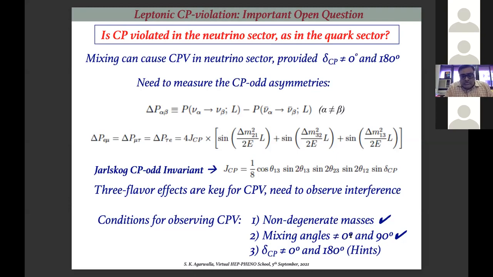And delta CP here, if they are 0 and pi, then you are gone. So definitely delta CP has to be not equal to 0 and pi, and we are getting hints that, I will explain. And you can see here that the mixing angle should not be 0. If that is 0, then also you are gone. And if you have 90 degree, then also you can see from this JCP expression that you will not get CP odd asymmetry. So we have fulfilled the first condition, second condition, and for the third condition, we are getting hints. So let me quickly follow.